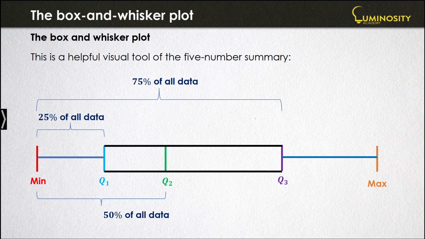Within your data set, there are these 5 important points: your minimum, your first quartile, second quartile, which is your median, your third quartile, and the maximum value. And they tell us a picture about what your data set's actually doing. Now we want to analyze what that picture looks like, and that's exactly what the box and whisker plot is.